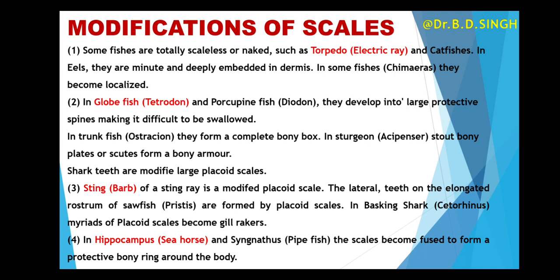Then after, I discuss the modifications of scales. Some fishes are totally scaleless or naked, such as torpedo, electric rays, and catfishes. In eels, they are minute and deeply embedded in the dermis. In some fishes and chimeras, they become localized. In globefishes, tetrodons, porcupine fishes and diodons, they develop into large protective spines, making it difficult for them to be swallowed.